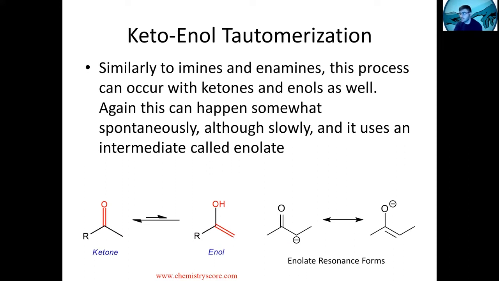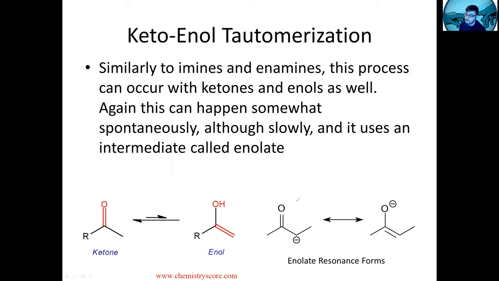Similar to amines and enamines, this process between ketones and enols can happen spontaneously, although it does happen very slowly, and it uses an intermediate called enolate, which looks like this. There's actually two enolates. Again, resonance forms, this one and this one. And if you just move this here, you have this one, because it makes sense. So you can easily transfer between the two. Ketones, enolates, again, if you notice, it's the same thing.